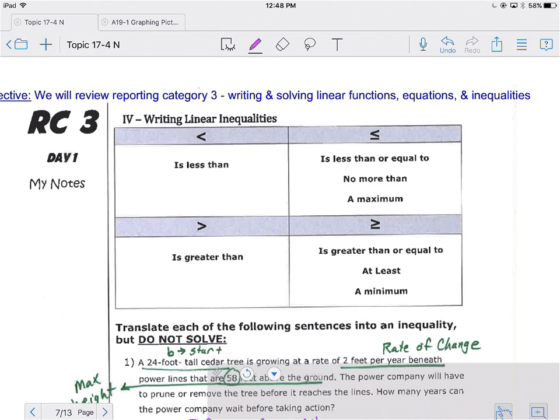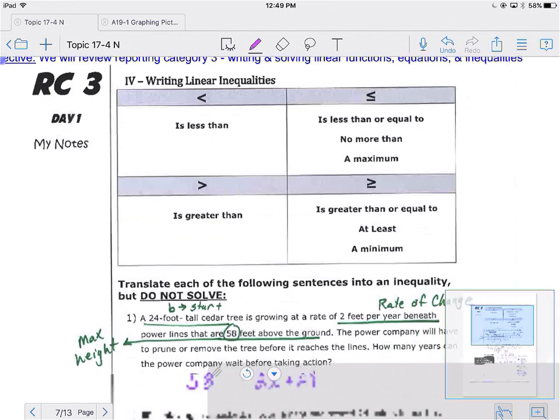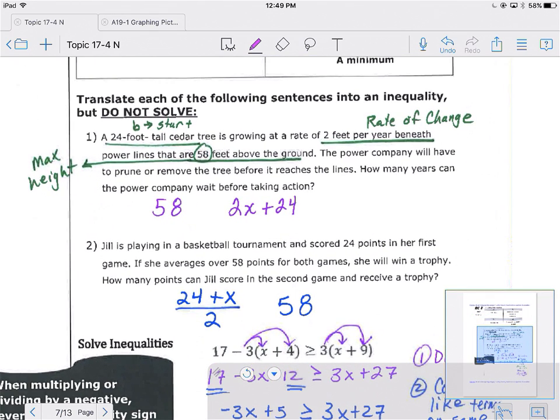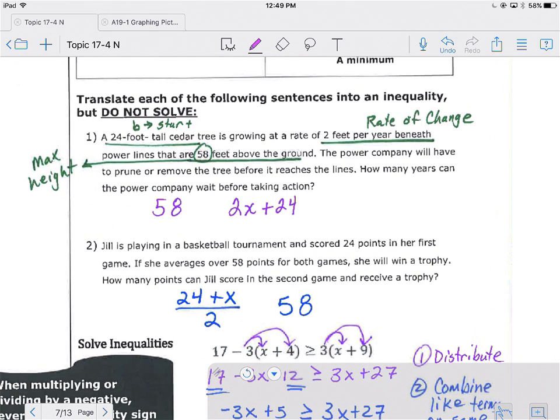And if you see is less than or equal to, no more than, or a maximum, you use the less than or equal to sign. And if you see is greater than or equal to, at least, or a minimum, you use the greater than or equal to sign. These two we've been asked to translate but not solve, so we're just taking these and putting them into inequalities.